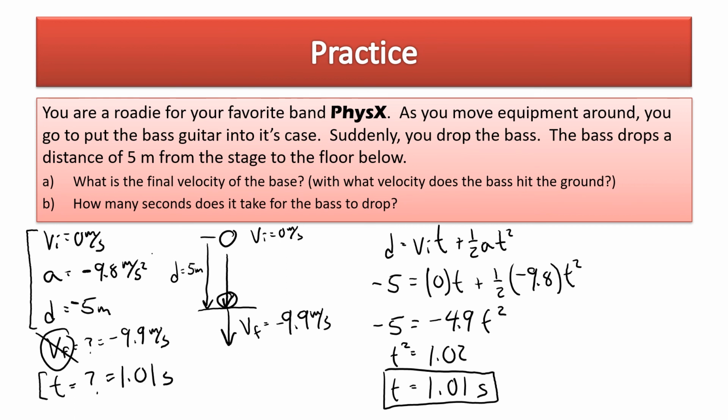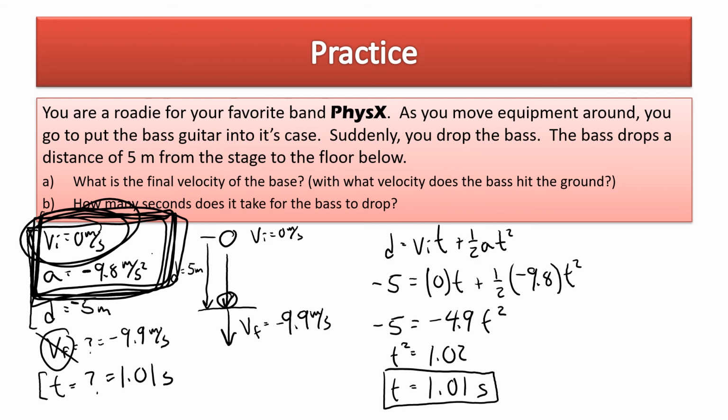And that's about it. We're just dropping objects in a gravitational field, and they're accelerating downward at negative 9.8. That's the main takeaway: now we have some hidden information in the problems where we're dropping it. We know the acceleration, and since it's being dropped, the initial velocity is 0 as well. Tricky stuff.